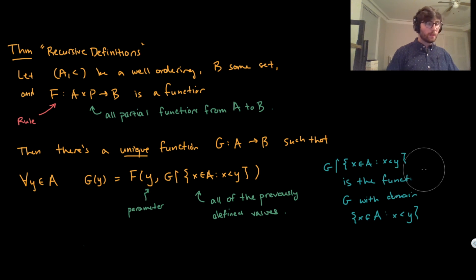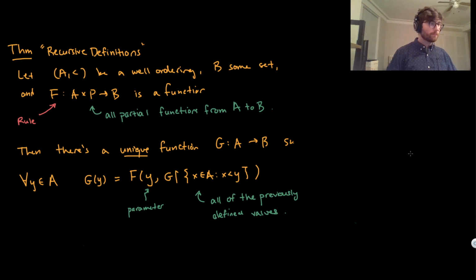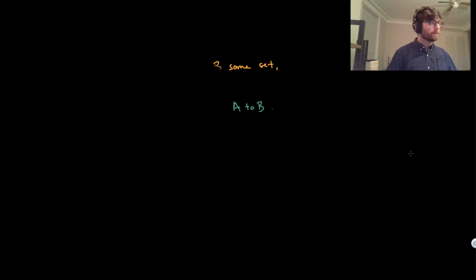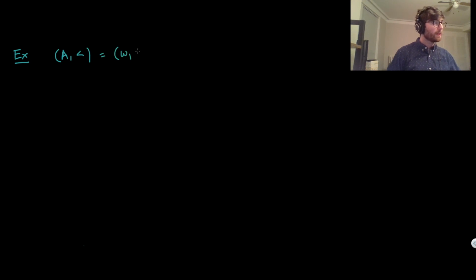So we're going to give an example. Let's define the Fibonacci numbers. What's the setup? We need to say what our well-ordered set is, and in this case it's going to be omega with the membership relation. Remember, omega is just the natural numbers, so we can really just think of this as the natural numbers with the less than ordering.